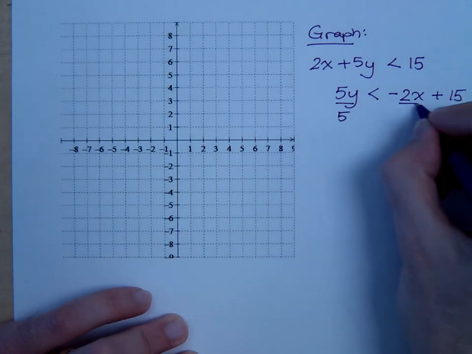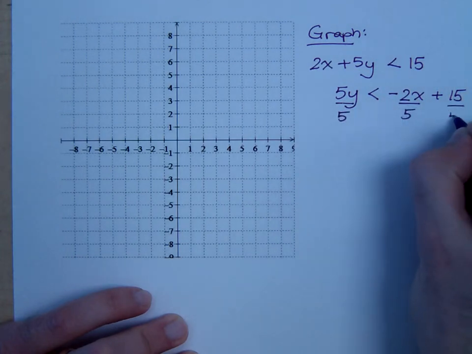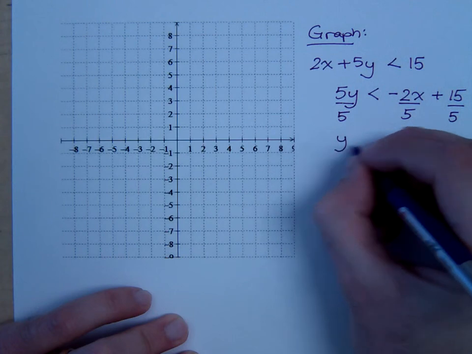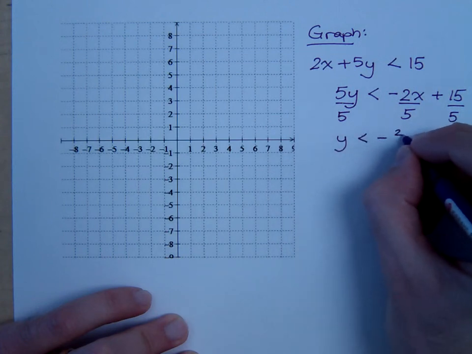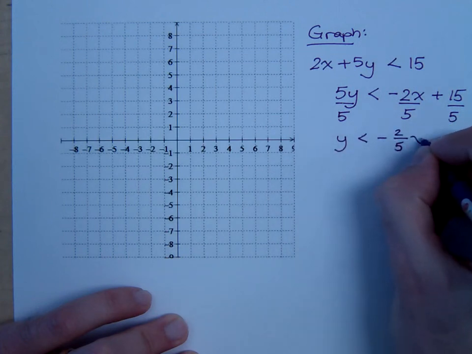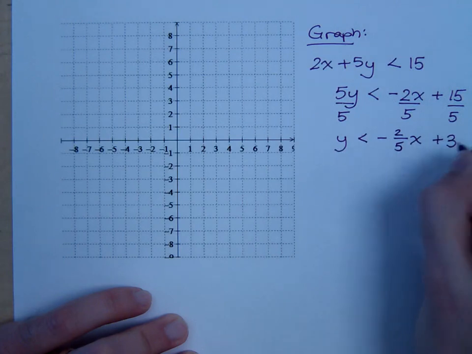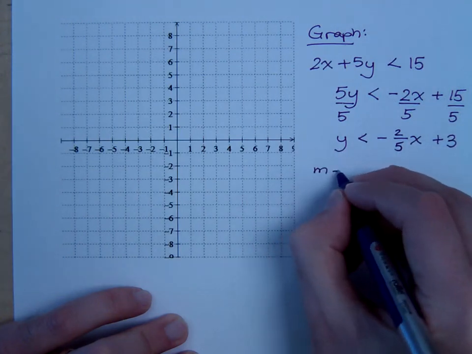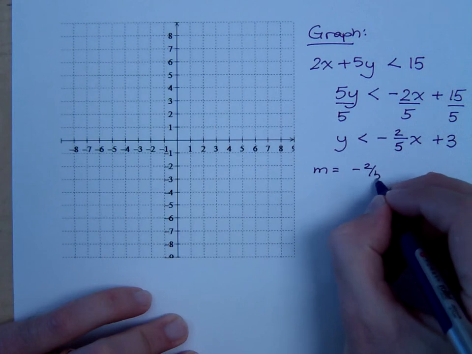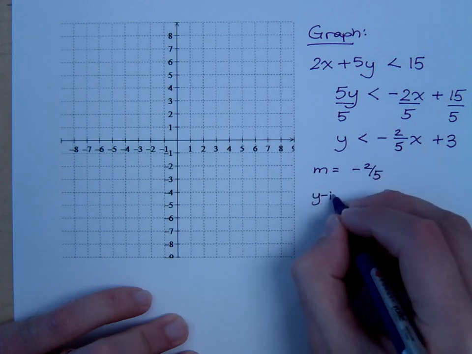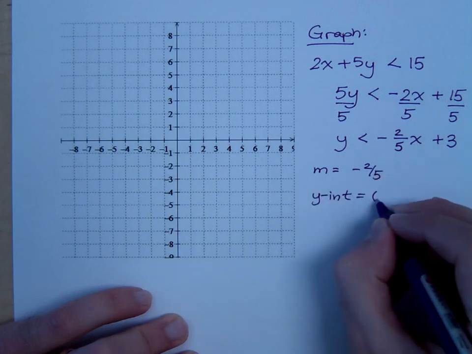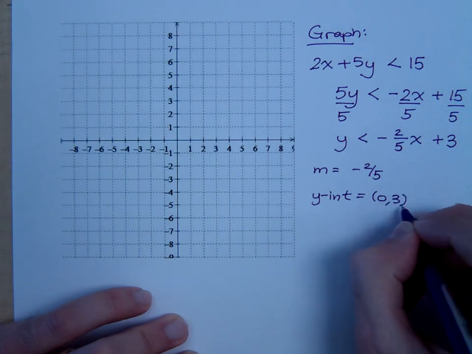Divide by 5. It's not until you get y completely by itself can you identify the slope and the y-intercept. So we have negative 2/5 x plus 3. Tell me the slope. Negative 2/5. What's the y-intercept? 0, 3. Yes, the ordered pair is 0, 3.